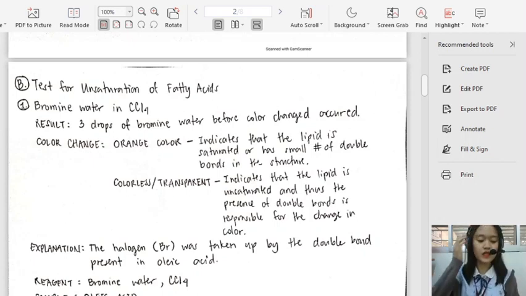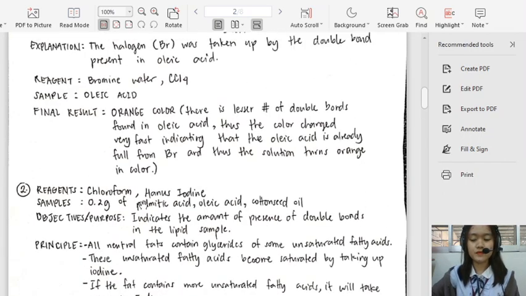So, the second test is test for unsaturation of fatty acid. So, ito class, may difference no, sa answer ng group number 2. Okay? So, it is also composed of 2 subtests. You have subtest 1 and subtest 2.